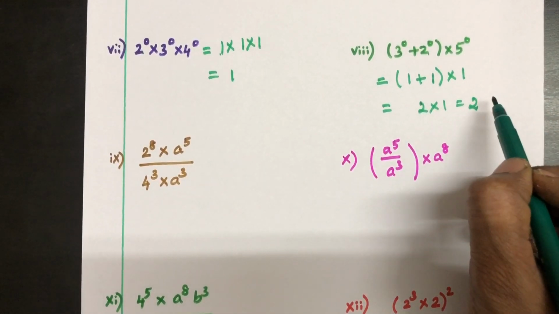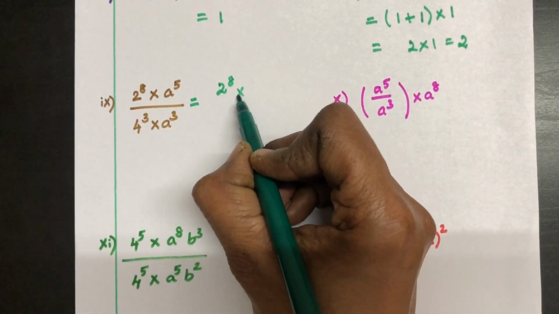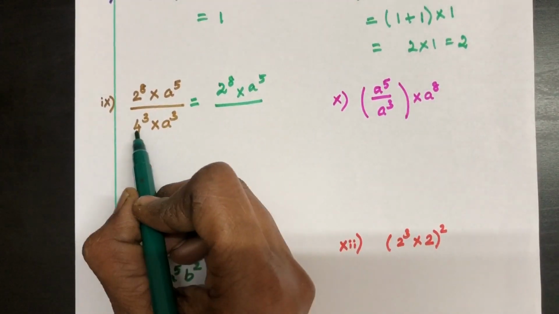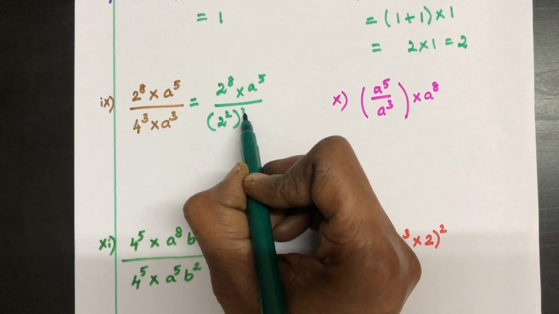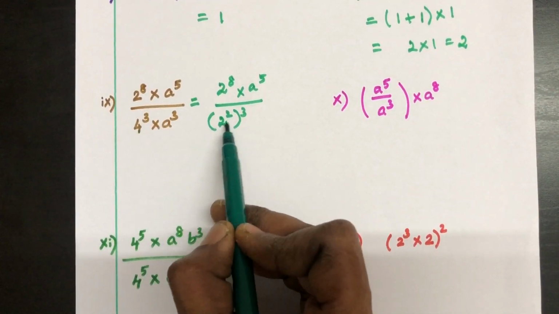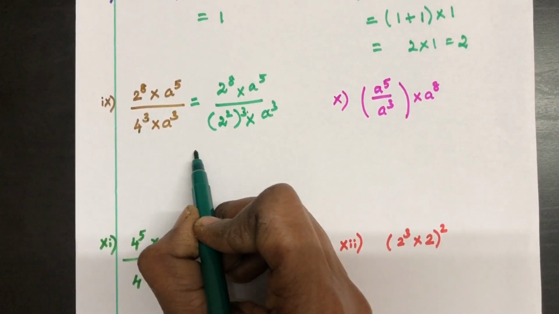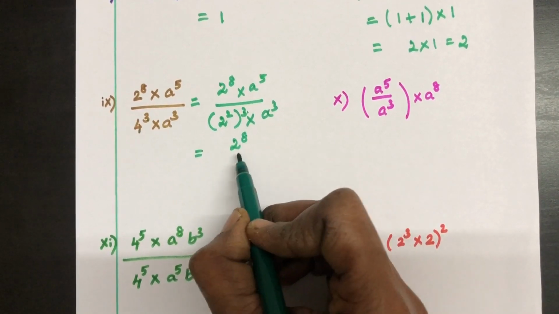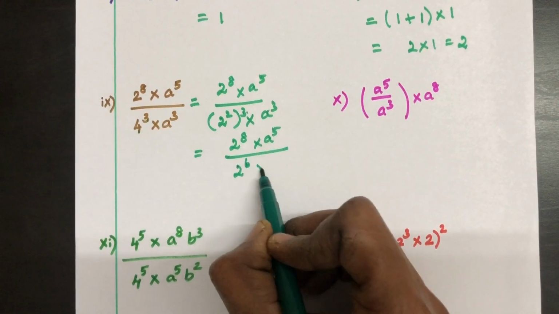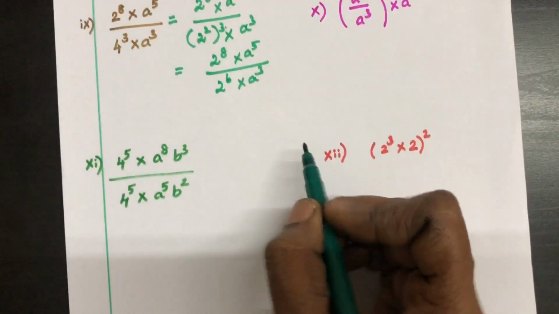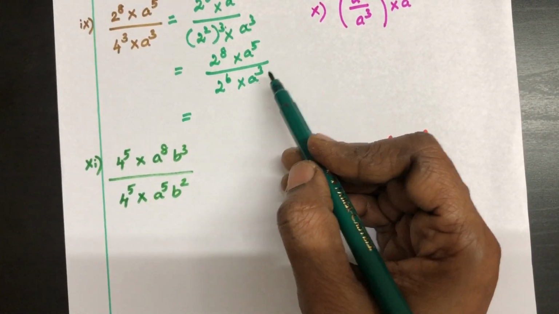2 is the answer. Now we are going to simplify this, ninth question. 2 power 8 into a power 5 divided by 4. We can give 2 square, the whole cube. See, instead of 4 I am giving 2 square. So this cube remains the same, into a cube. This is equal to 2 power 8 into a power 5 divided by 2 power 6 into a cube. Just solve for the 2 exponent and the a exponent separately.